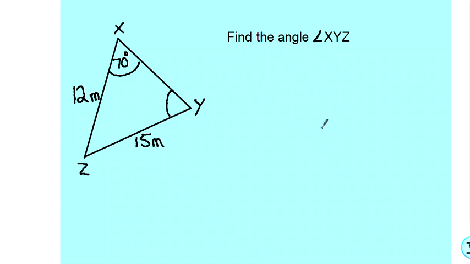Okay, here's a second example. Look what we're looking for this time. Angle XYZ. There it is. We're trying to find the size of that angle. So the sine rule works for angles as well as sides. This time we're going to set it down like this. So again, we're going to say using sine rule.